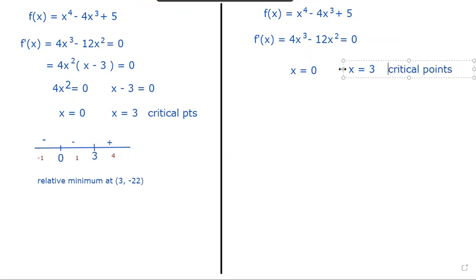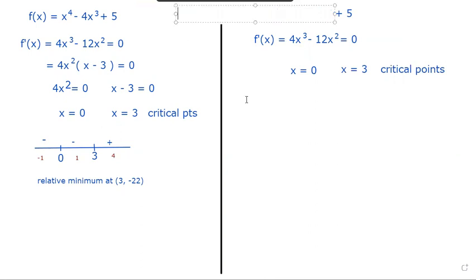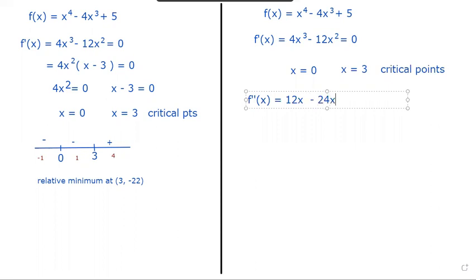But now here's the difference. Now we need to find our second derivative. That's why this is called the second derivative test. So the second derivative is 12x squared minus 24x.